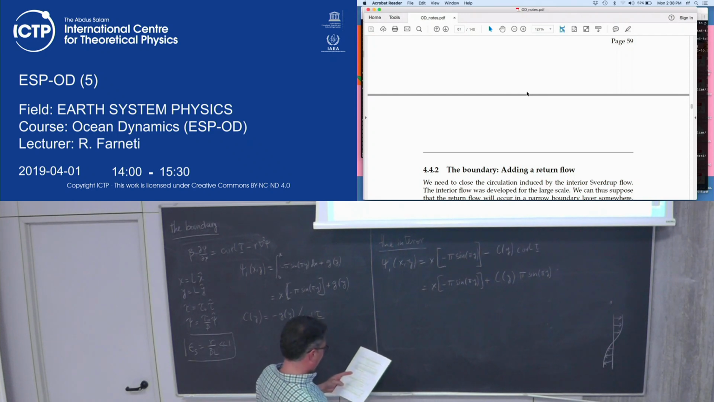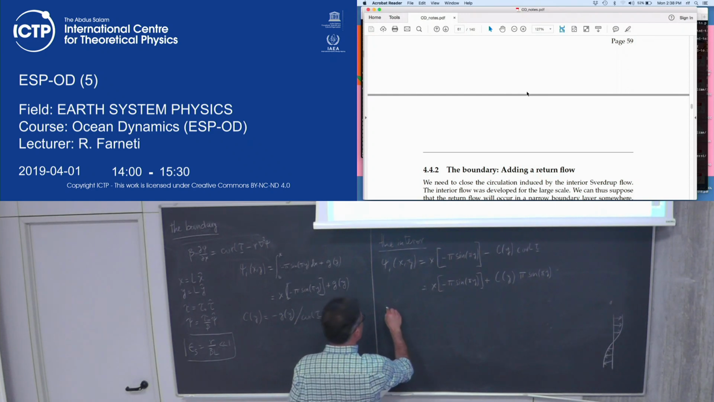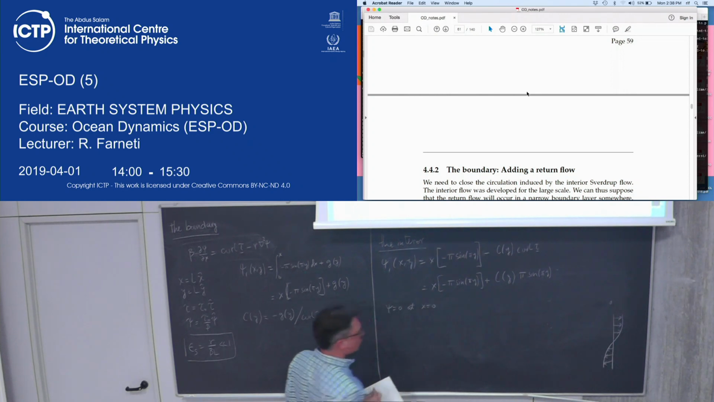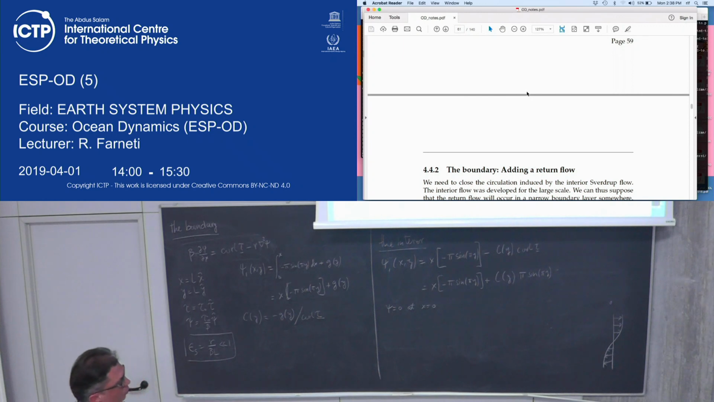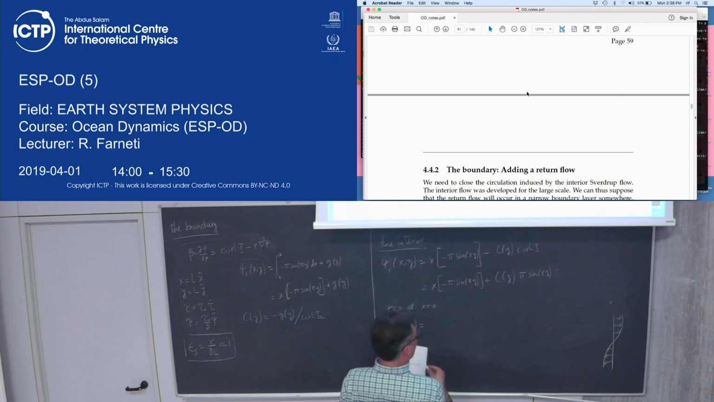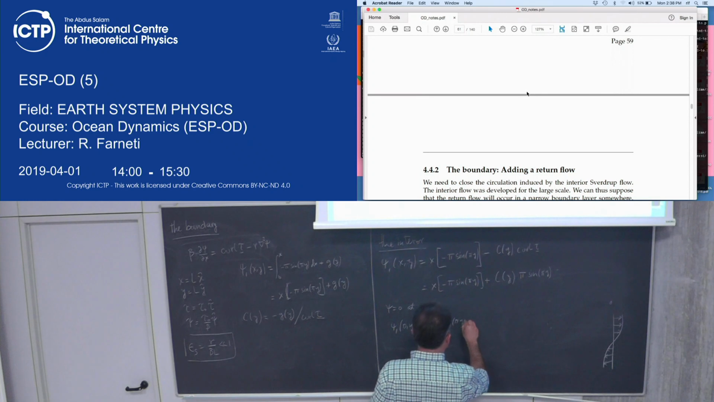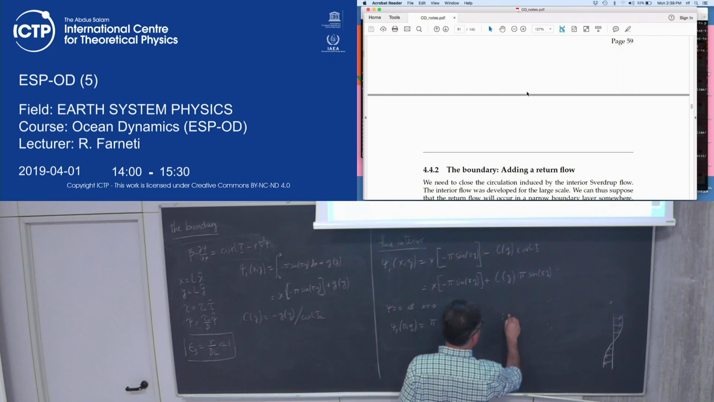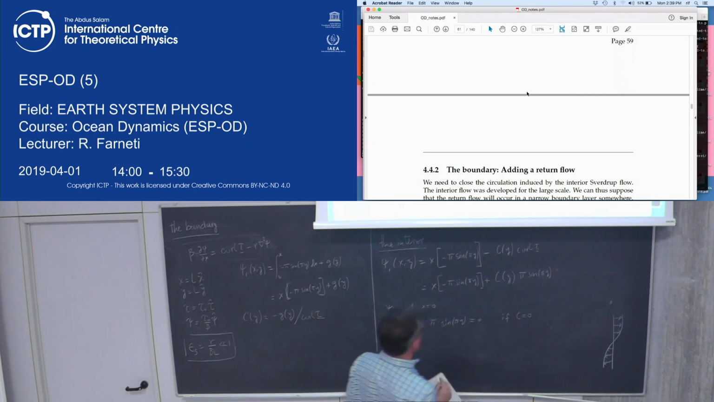I want to satisfy the boundary condition, as we've seen before, that psi equals zero at x equals zero. So how can I satisfy that? With x equal to zero, I have pi sine of pi y equal to zero, and this is happening if c is equal to zero.